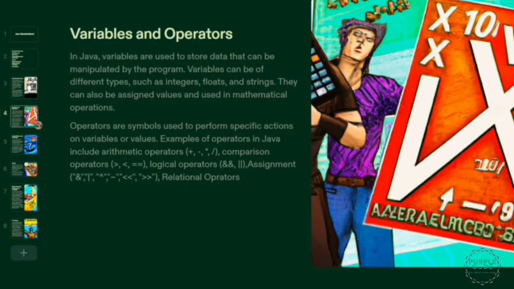In Java, variables are used to store data that can be manipulated by the program. Variables can be of different types, such as integers, floats, and strings. They can also be assigned values and used in mathematical operations. Operators are symbols used to perform specific actions on variables or values. Examples of operators in Java include arithmetic operators, comparison operators, logical operators, assignment operators, and lastly, relational operators.